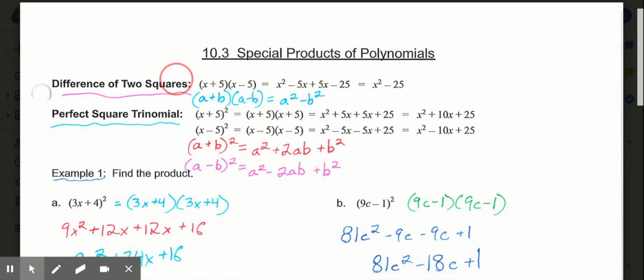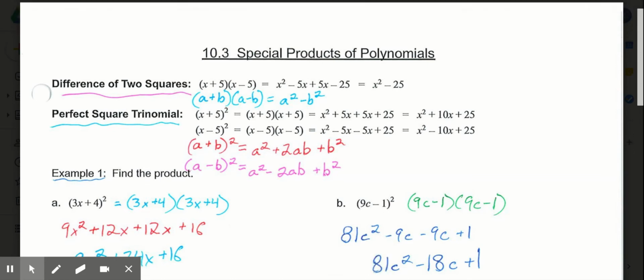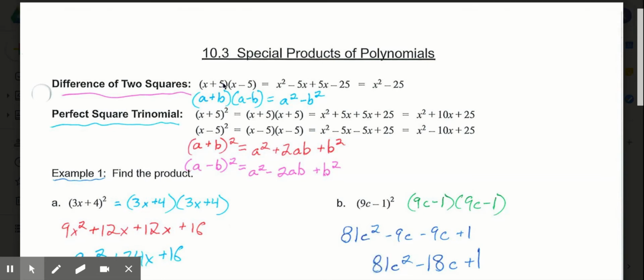So if we know we have a difference of two squares, an a plus b times an a minus b, our final answer is always a squared minus b squared. So in this case, if we're looking at our top example, a is x, so a squared would just be x squared, and b is 5. So negative 5 squared is a positive 25. So a squared minus positive 25, or x squared minus 25.